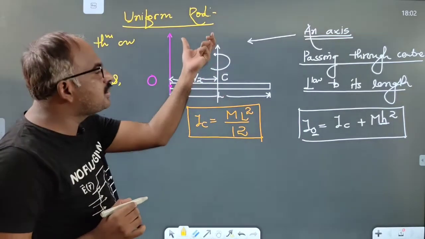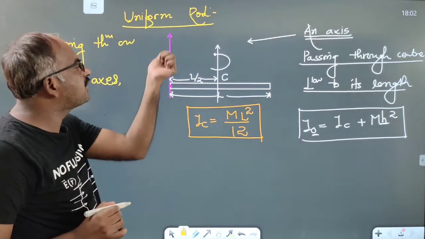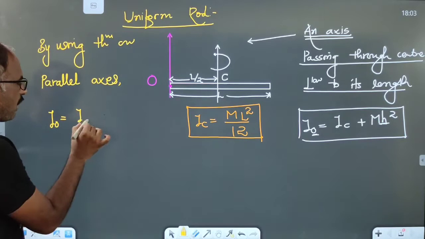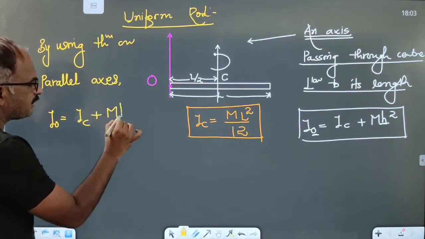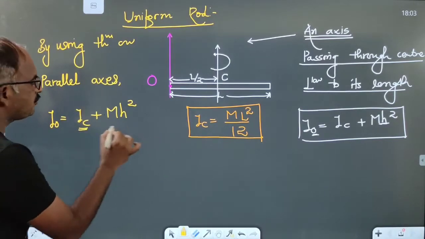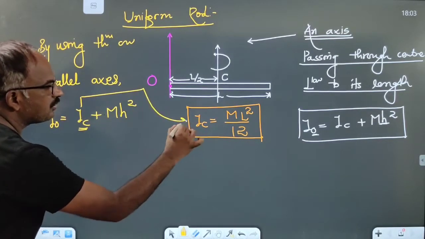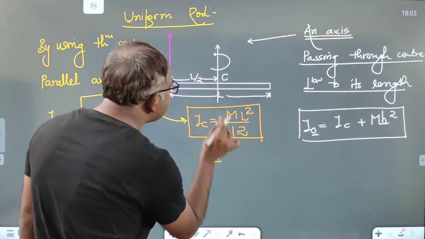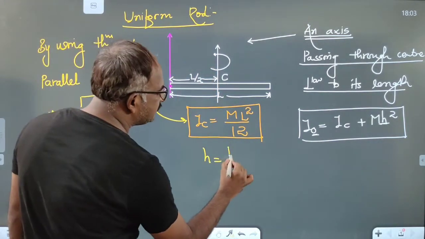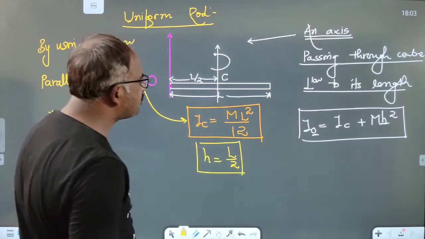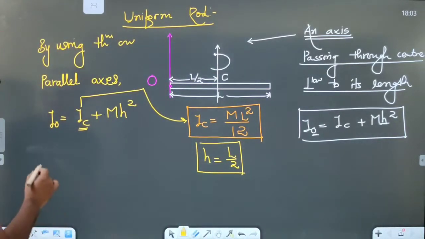Moment of inertia of a thin uniform rod about an axis passing through its edge: I_O is equal to I_C plus M h square. I_C is equal to M L square by 12 and h is the distance between the two parallel axes, which is L/2. Substitute the value of h here.